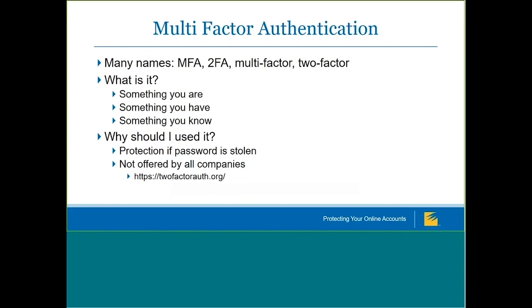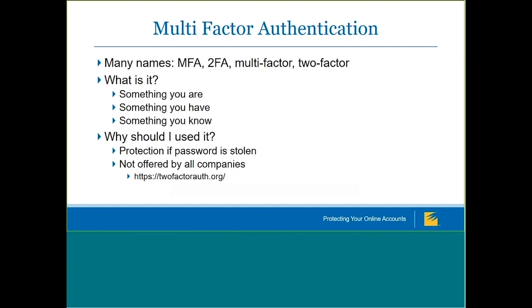What it is is two factors of authentication. Your factors are something you know, something you have, or something you are. When it comes to a username and password, that's something you know, and that's your first factor. In order for it to be two-factor, it has to be something from each of these categories. So if you know your username and password, you can either have something or you can be something.